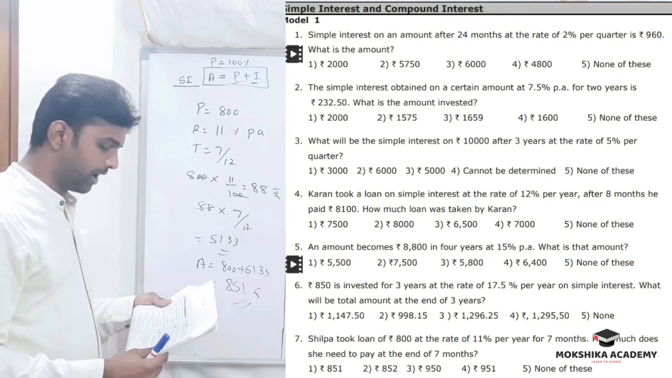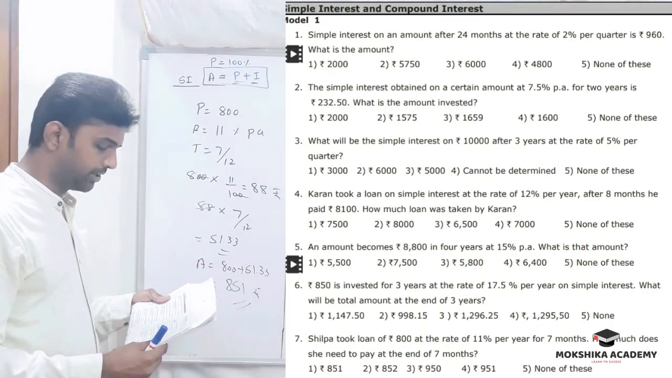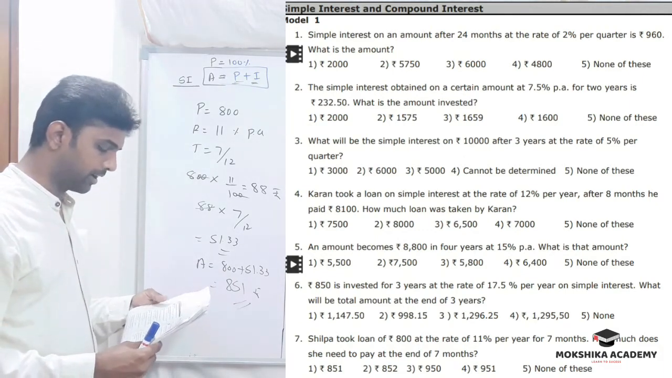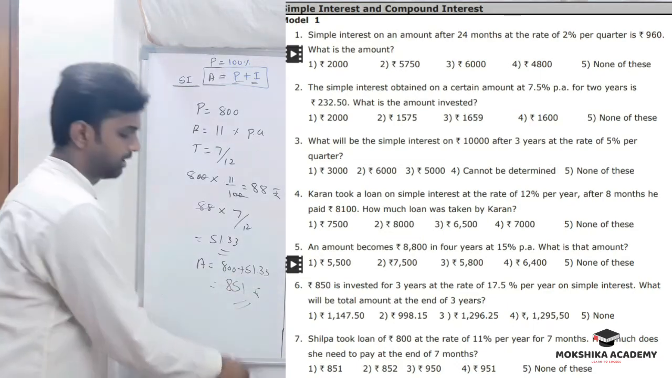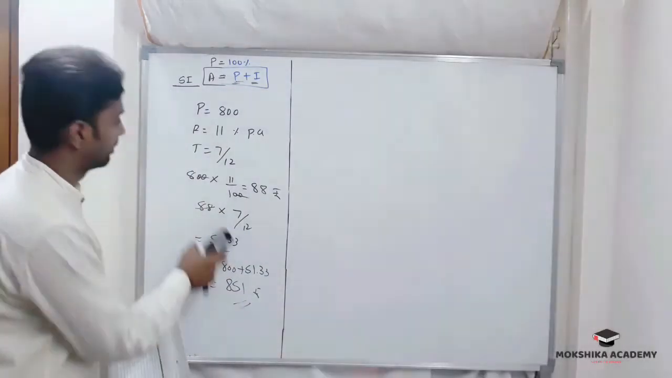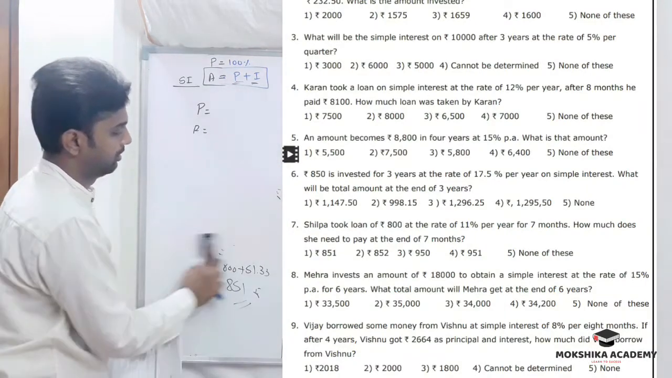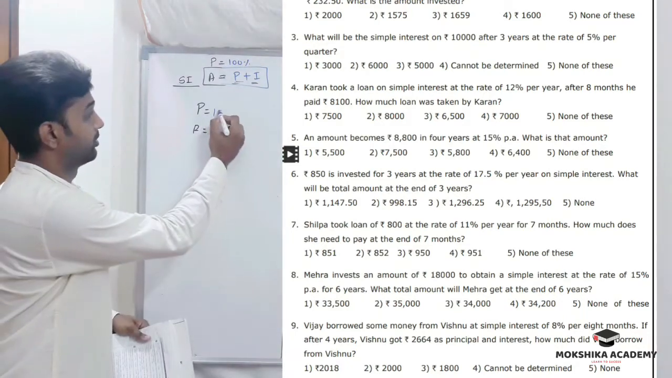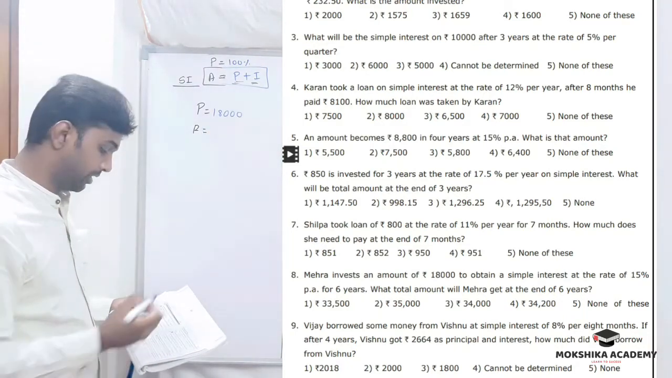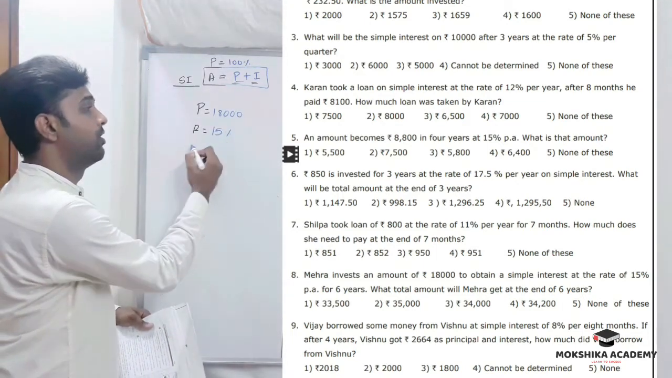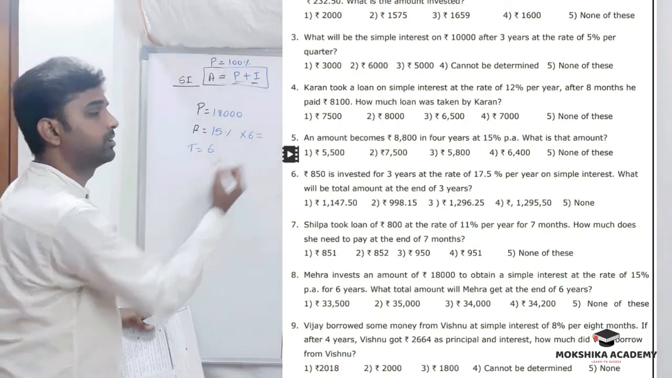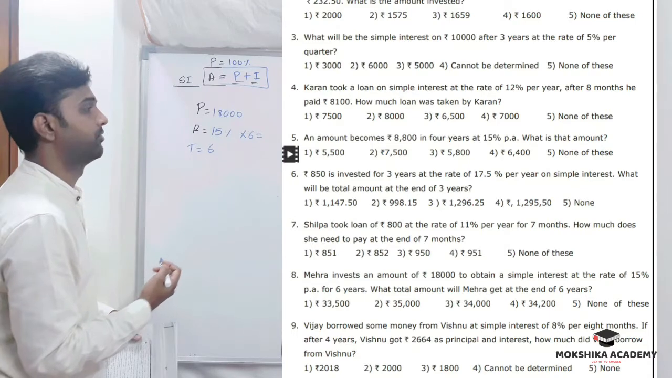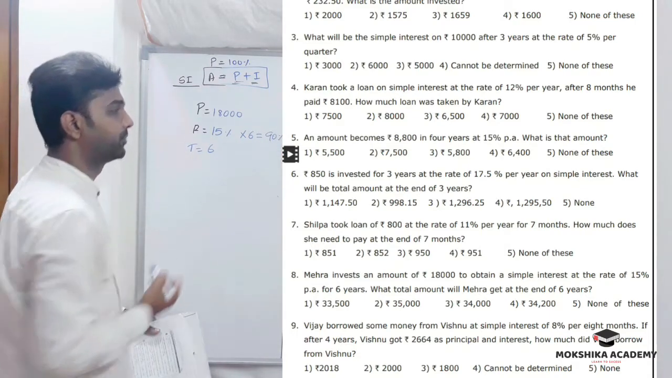Mayara invests an amount of 18,000 to obtain a simple interest at the rate of 15% per annum for 6 years. What is the total amount Mayara gets after 6 years? So here everything is directly given. The principal amount is 18,000. Rate of interest is 15%. Time is 6 years. Simple interest means just multiply with the number of years. 15 into 6, 90%.